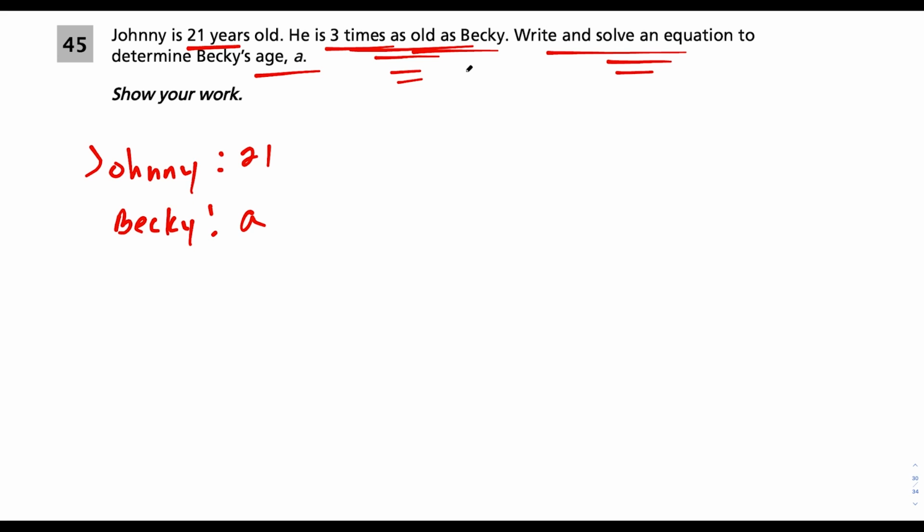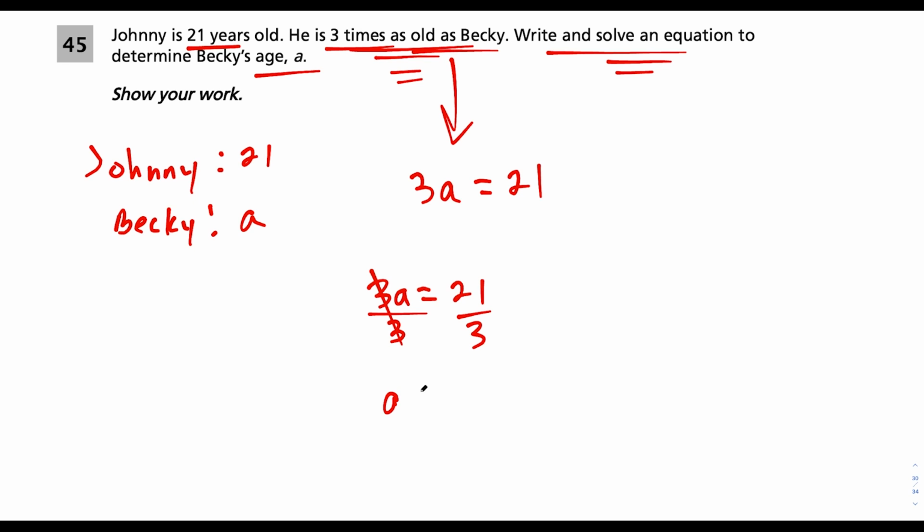We're told that Johnny is 3 times as old as Becky. That means if we take Becky's age and we multiply it by 3, that's going to give us Johnny's age. So here's our actual equation. And now to solve this equation for Becky's age, just divide both sides by 3, because the opposite of times 3 is to divide by 3, but now we got to do that to both sides. So 3 divided by 3 cancels, and A equals 21 divided by 3 is 7. So, let's just make it a little bit neater. A equals 7 is Becky's age.